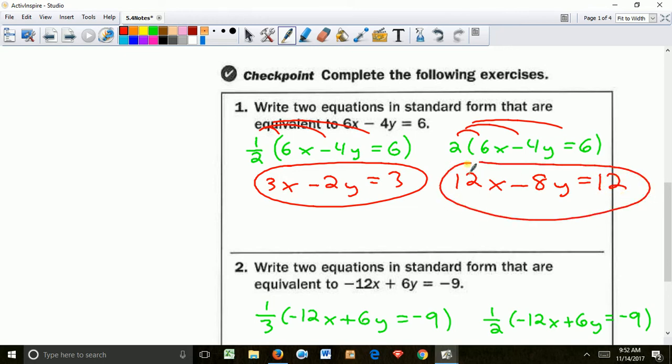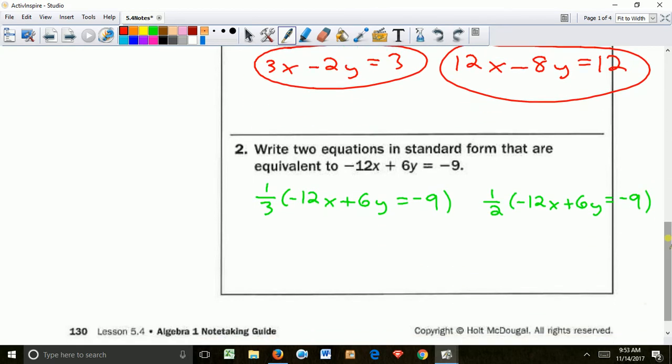So one thing to know is that both of these equations are the same. They're just in different form. They're in standard form. Same deal with this one. You've got negative 12x plus 6y is equal to negative 9. Again, go through and distribute your 1/3. All right. 1/3 of negative 12x is negative 4x. 1/3 of 6y is a positive 2y. And then 1/3 of negative 9 is negative 3.